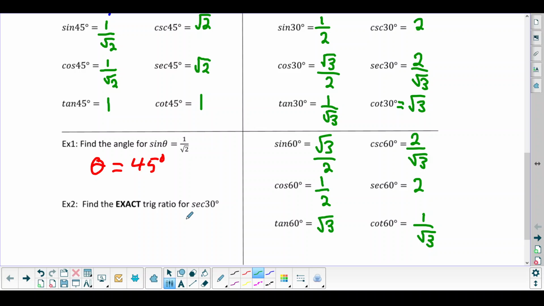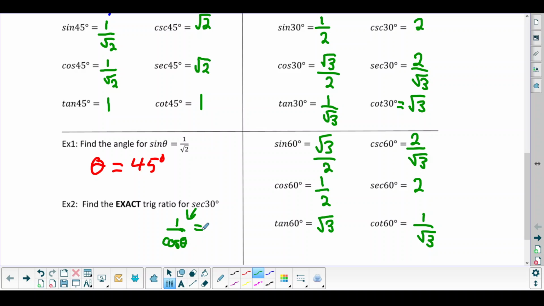So we're going to find the exact trig ratio for secant 30 degrees. So exact, we've seen that before, right? We want fractions, we want radicals in it. We don't want decimals for the most part. So exact for secant 30 degrees. So secant, well, what's that one? Well, that's 1 over cosine, right? 1 over cos.